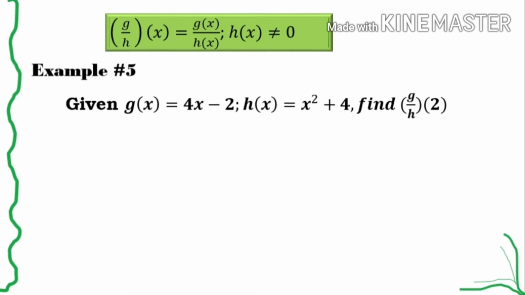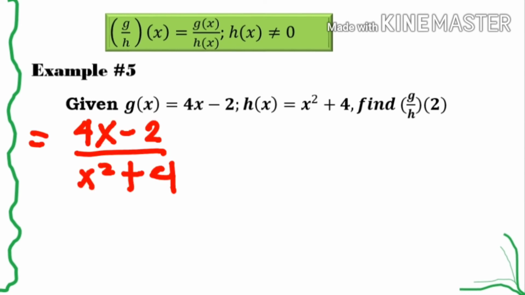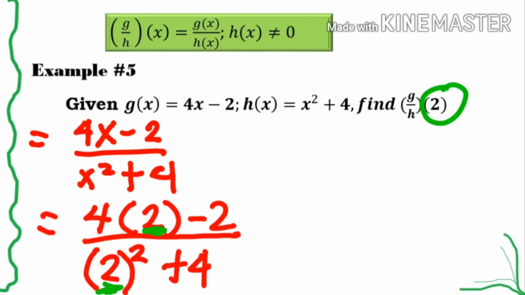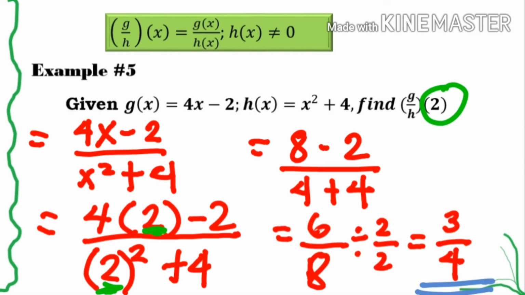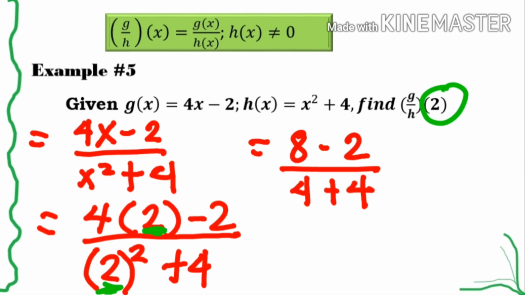Example number 5, given g of x equals 4x minus 2, h of x equals x squared plus 4, find g over h of 2. Okay, substitute the given to the formula. Then, you can also substitute the value of x, which is 2. So, we have 4 times 2 is 8 minus 2, and then 2 raised to 2 is 4 plus 4. So, we have 8 minus 2 is 6. 4 plus 4 is 8. It is divisible by 2. So 6 divided by 2 is 3. 8 divided by 2 is 4. So the answer is 3/4.